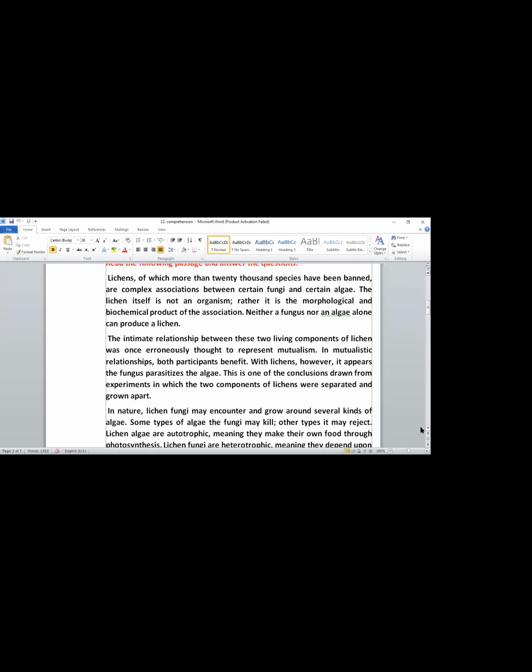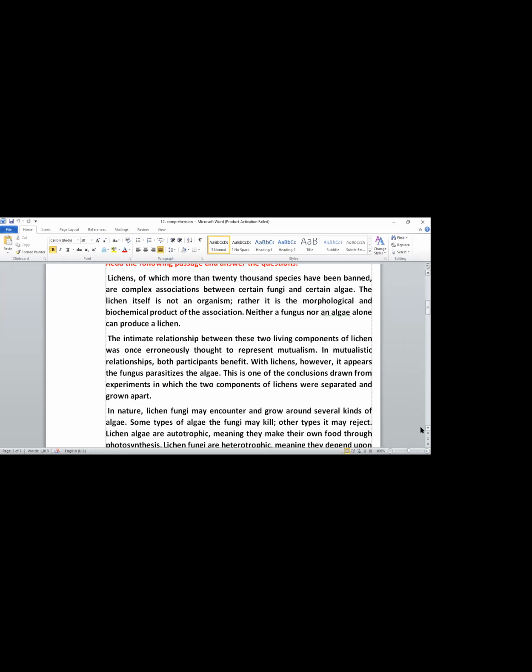The two components of lichens were separated and grown apart. The intimate relationship between these two living components of lichen was once erroneously thought to represent mutualism. Now remember this first point also. In a mutualistic relationship, participants benefit. With lichens, however, it appears the fungus parasitizes the algae. This is one of the conclusions drawn from the experiment in which two components of lichens were separated and grown apart. Now look, from the above point, what can you say? The intimate relationship between these two living components of lichen was erroneously thought, means mistakenly thought, to represent mutualism.